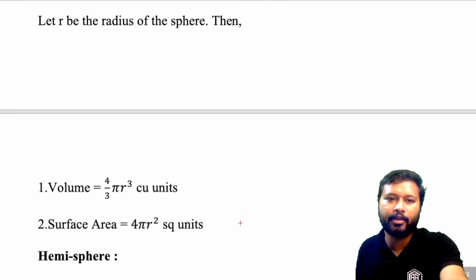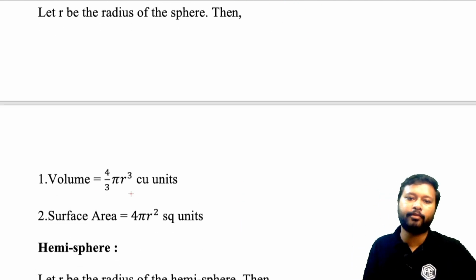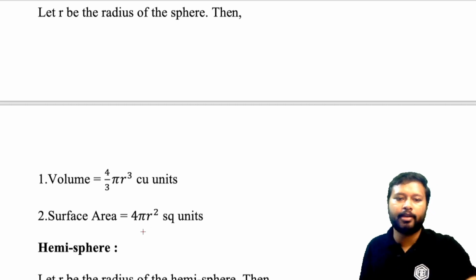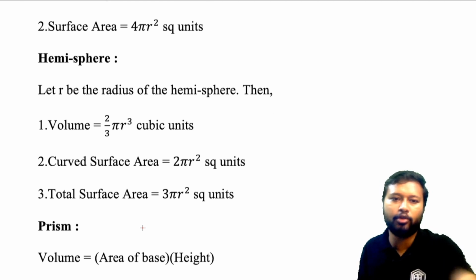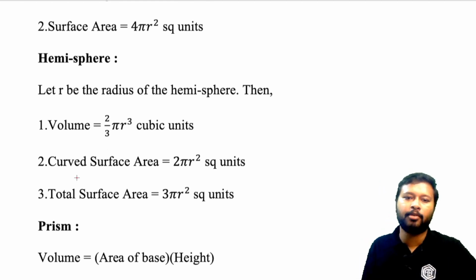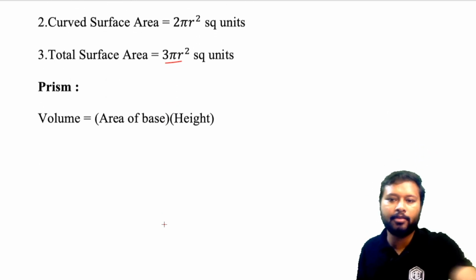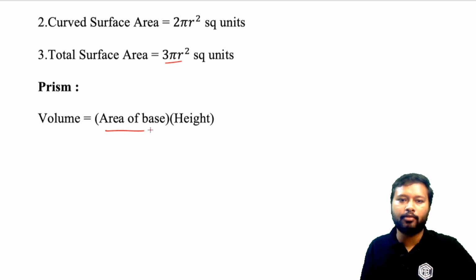Let's talk about a sphere. If r is the radius of the sphere, volume of the sphere is 4 by 3 pi r cube, and surface area of the sphere is 4 pi r square. For a hemisphere, volume will be 2 by 3 pi r cube, curved surface area will be 2 pi r square, and total surface area will be 3 pi r square. For a prism, the volume will be equal to area of base multiplied by height.